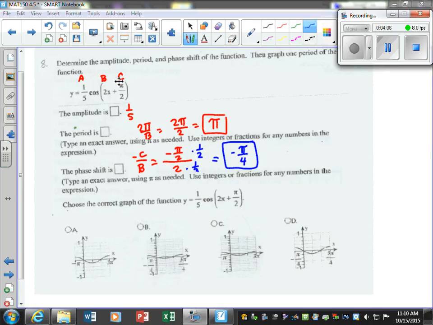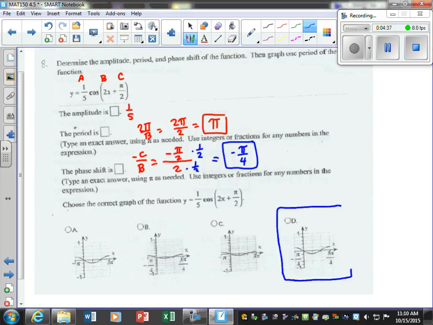Okay, good. Labeling this, we have our amplitude of 1/5. Our period is pi. The phase shift calculates to be -pi over 4. The period's probably the easy thing to start eliminating. You can see this is a period of 4 pi. This one's a period of 4 pi. So basically we're choosing between B and D. And the determining factor is going to be that 1/5. So we can see the increments here match that amplitude.